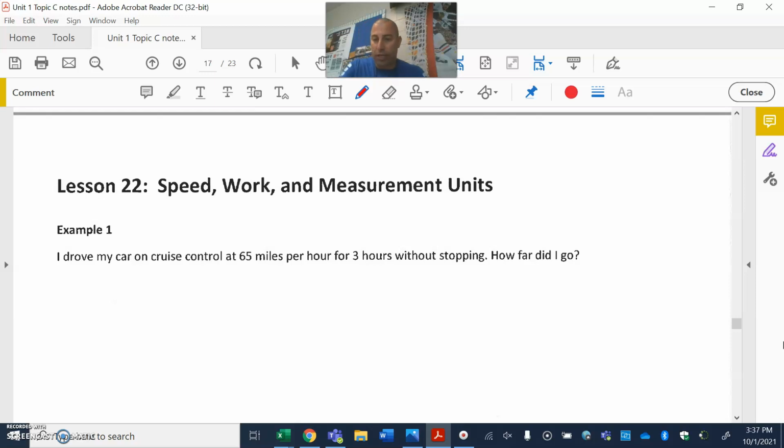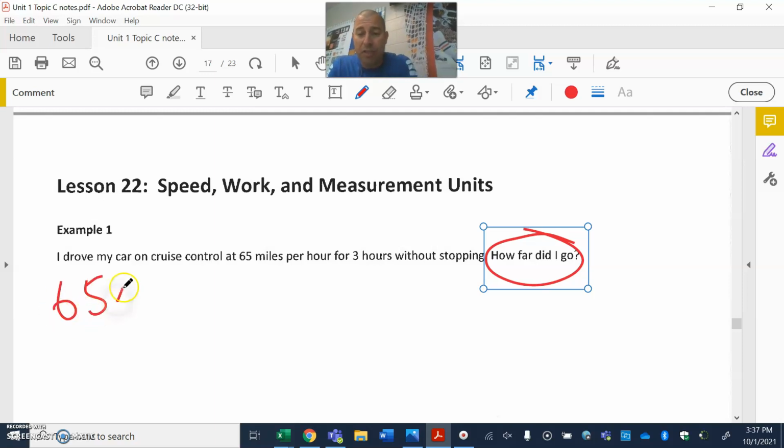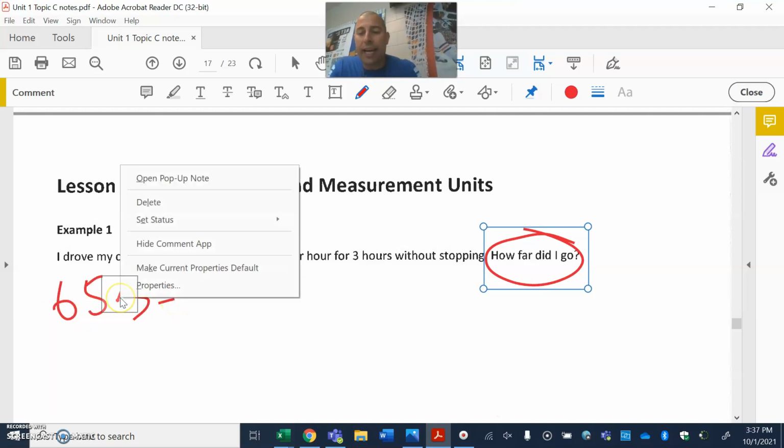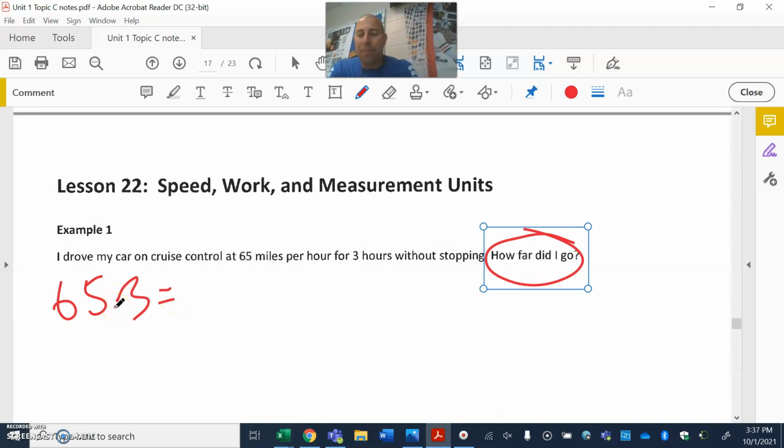So here we go. I drove my car on cruise control at 65 miles per hour for 3 hours without stopping. How far did I go? Our answer here needs to be a distance. For some of you, you might just see a multiplication problem, absolutely fine. 65 times 3: 15, carry the 1, 192. So how far did I go? 192 miles.